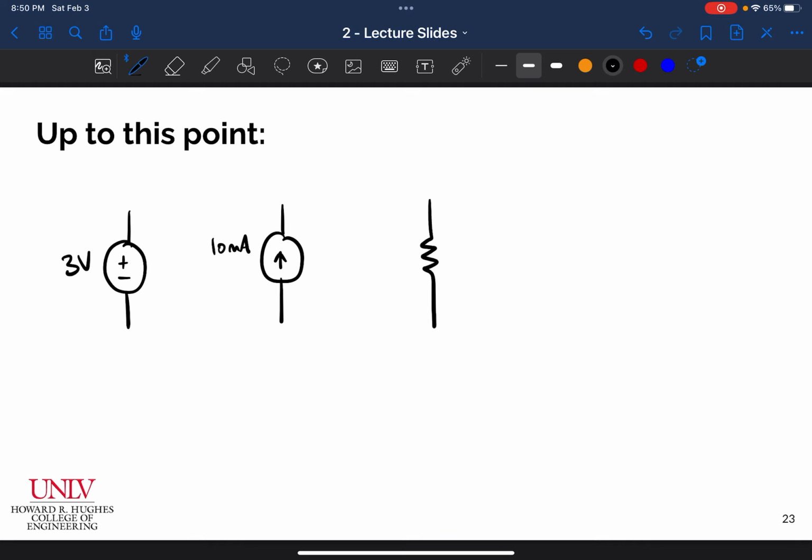And so the sources that we've looked at thus far are independent of everything else. It doesn't matter what we connect to them. It doesn't matter what else is going on in the circuit. For the voltage source, the two nodes connected to it will have a 3-volt voltage difference, and the branch associated with the current source will have 10 milliamps, regardless of what else is happening in the circuit. And resistors are going to stay the same for us.